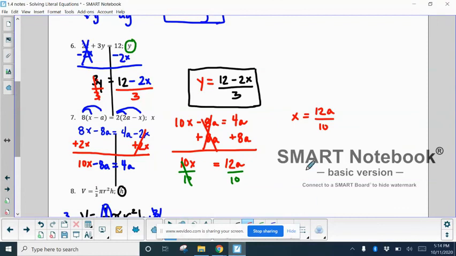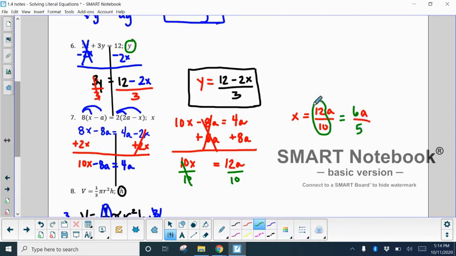So hopefully you were able to come up with x equals 12a all over 10. One of the things I want to make sure I mention is this would not be my final answer, only because 12 and 10 can be reduced. So both of those divide by 2. So 12 divided by 2 would give me a 6, and then I would just leave the a there. And then 10 divided by 2 would give me a 5. So it would be x equals 6a over 5.